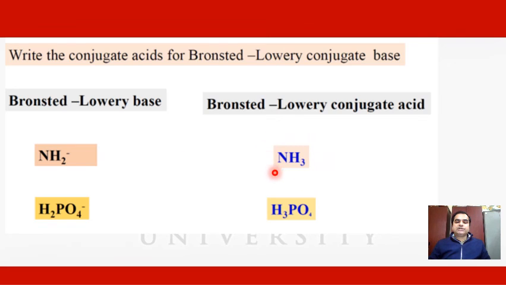So this is the Bronsted-Lowry conjugate acid for this NH2 minus species, which is the Bronsted-Lowry base. Similarly, if we take another species, H2PO4 negative, after accepting a proton it will produce H3PO4, that is phosphoric acid. So it is the Bronsted-Lowry conjugate acid of this H2PO4 minus Bronsted-Lowry base.